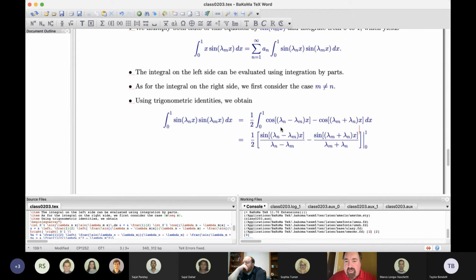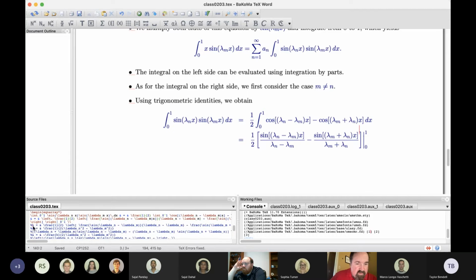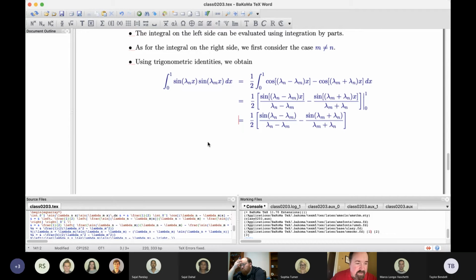So here we get the antiderivative. And the lambdas are positive, so this won't be 0. Also, we're assuming m is not equal to n, so this won't be 0 either. So we do not have any division by 0 to worry about. And then we plug in the limits 0 and 1. Okay. So then I go ahead and do that and plug in the limits, and we have that. Okay. So far not so bad, but just wait.